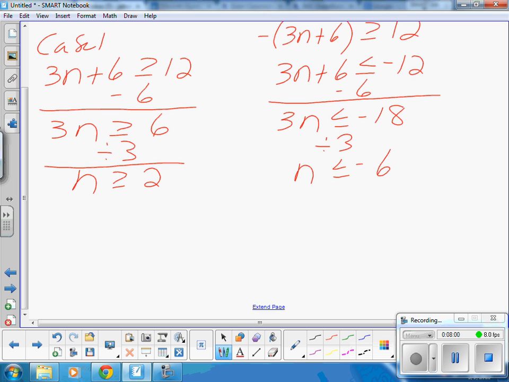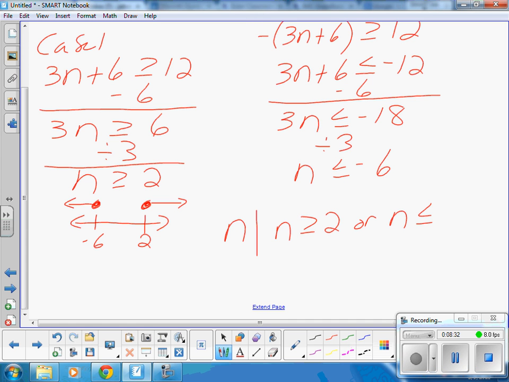I always like to do the graph so I know what it looks like. Negative 6, it's a closed circle, and n is less than that. And we have 2, it's a closed circle, and it is greater than. So we have an answer of, for all values of n, such that n is greater than or equal to 2, or n is less than or equal to a negative 6.